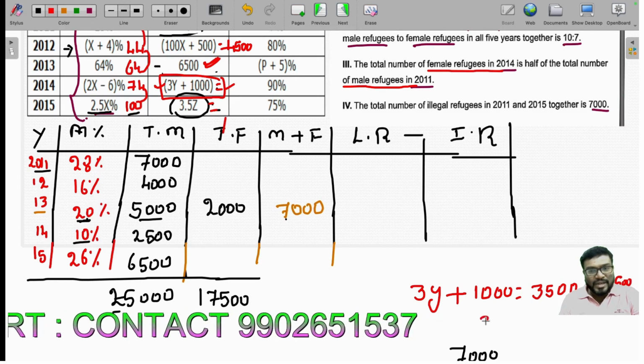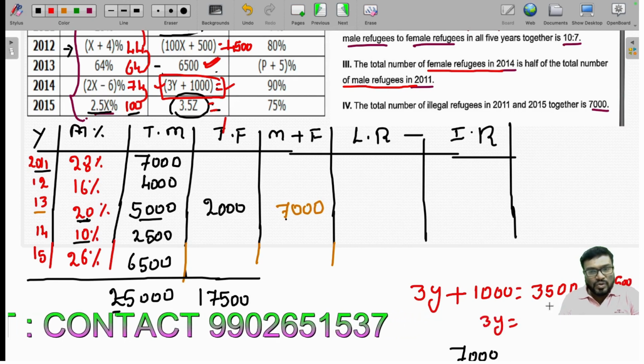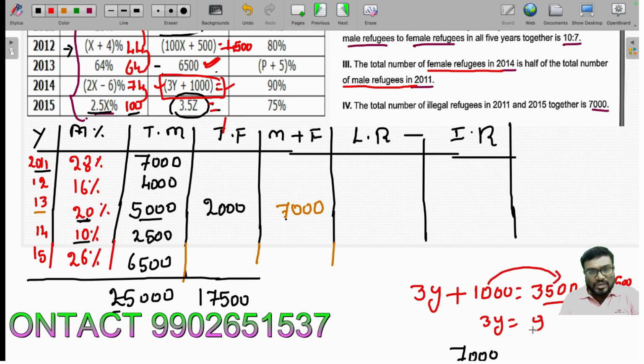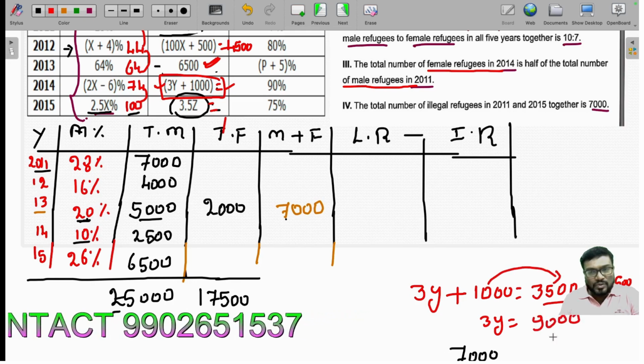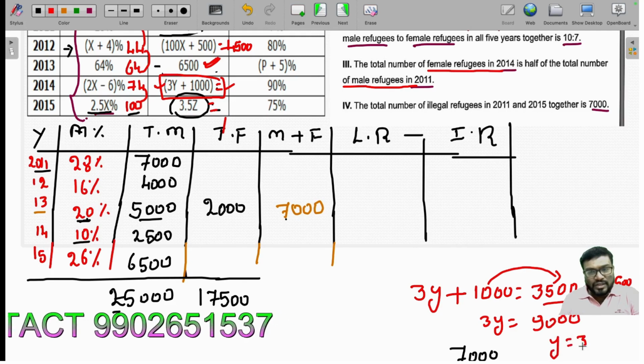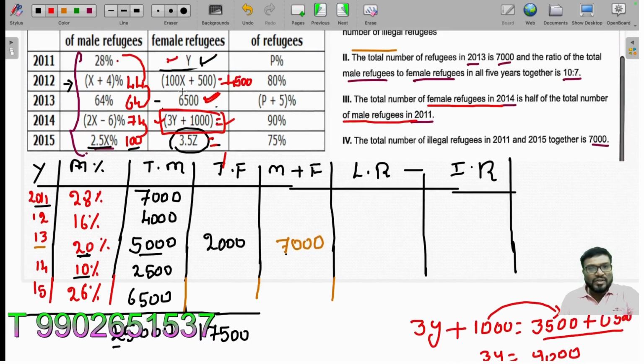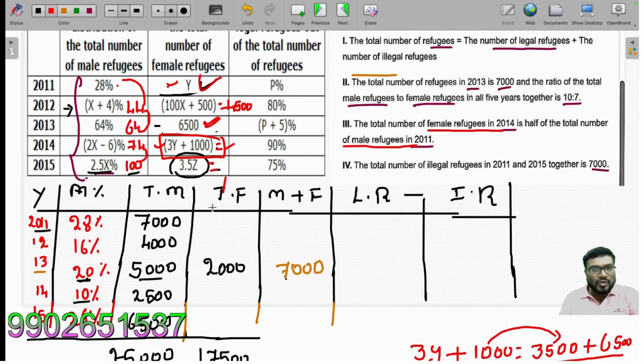So 3y plus 1,000, that value is equal to half of males in 2011 plus 6,500, which means 3y is equal to 10,000. If I shift this number this side, it will be 9,000. 10,000 minus 1,000, which means y is equal to 3,000. Y value is equal to 3,000.